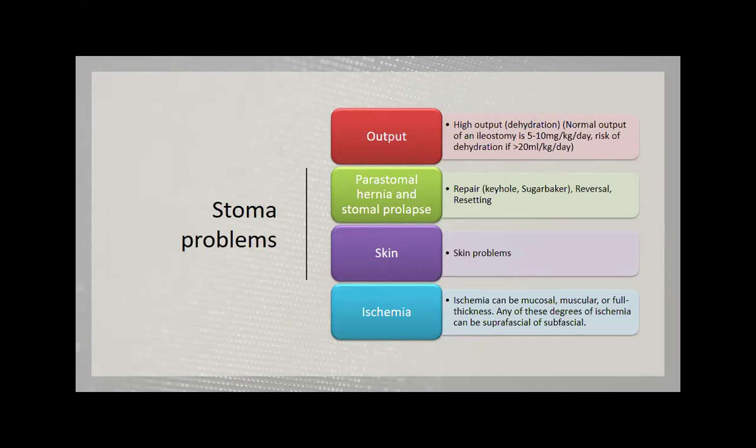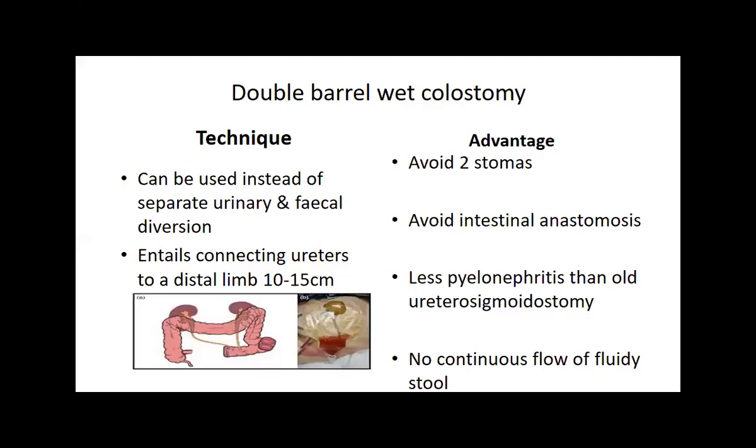Parastomal hernia and stomal prolapse are very common, and you may need a mesh, what we call keyhole or Sugarbaker, or reverse the stoma if this is feasible. Skin irritation and ulcer around the stoma are very common, with ileostomy more than with colostomy. And again, ischemia of the wall of the stoma. The more important ischemia is if it's full thickness, if it is subfascial. This will mean that the stoma will be retracted inside. If the ischemia is only in the mucosa and above the level of the fascia, you can conserve it. Okay?